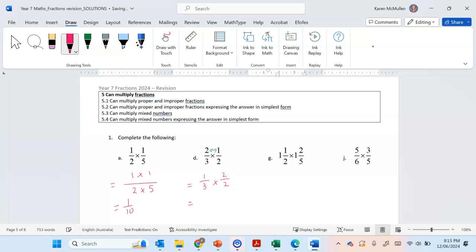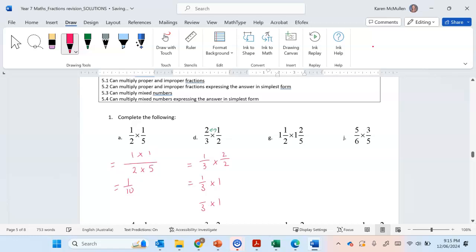All right, so 2/2 is the same as 1. So we've got 1/3 times 1, which is just 1/3. All right, so just 1/3.